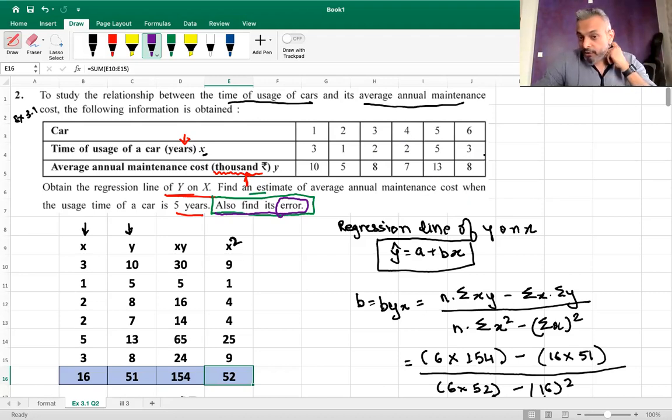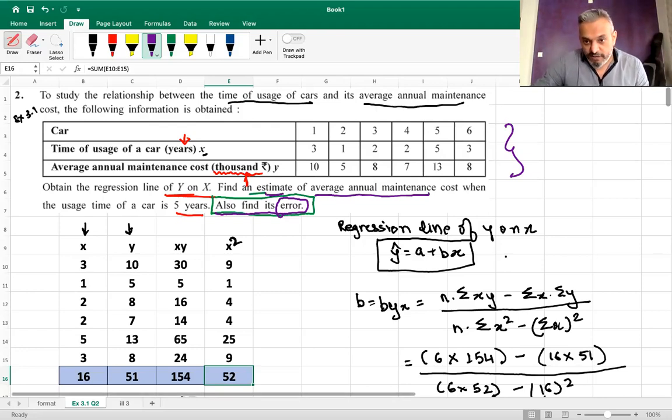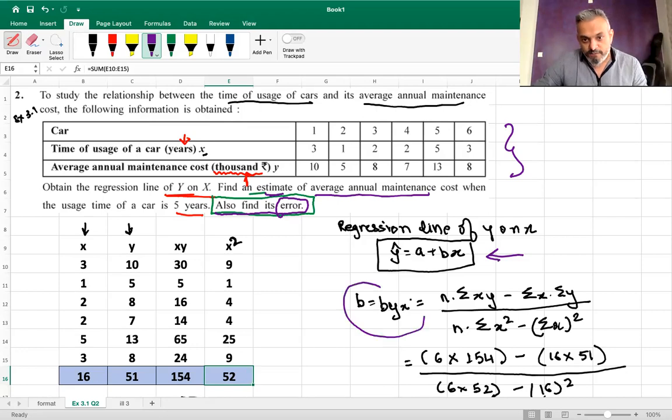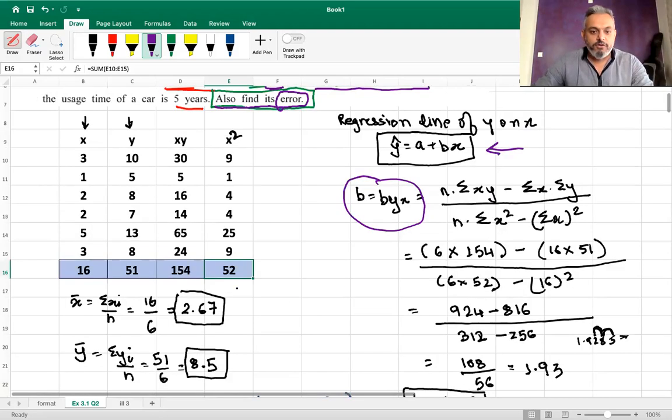Now, we already know this has already happened. So, this is our historical data. Historical means what has already happened. Now, why are we doing all this hard work? Why we are doing all these mathematical calculations is because we want to estimate. Now, what we want to estimate? We want to estimate the average annual maintenance cost when usage of car is 5 years. So for that, we use this equation, we found the value of B and then we found the value of A.